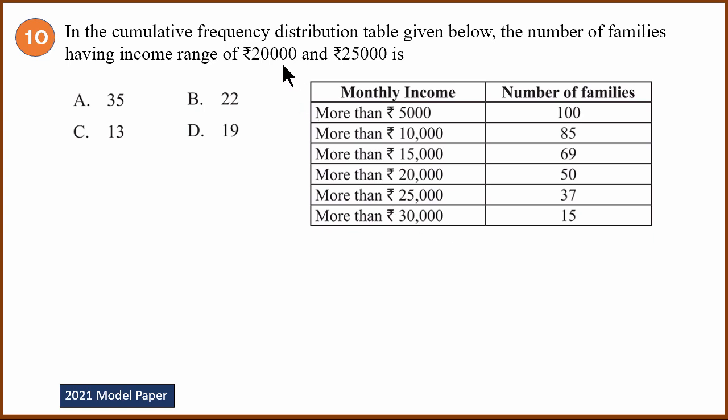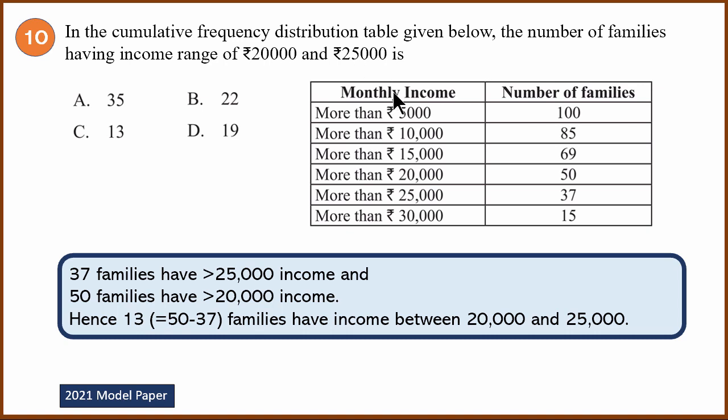So they've asked what is the number of families who have income between 20 to 25,000. Now we can see that 50 families have income more than 20,000. 37 families have income more than 25,000. So if 50 families have income more than 20 and 37 families have more than 25, it must be true that 13 families, 50 minus 37, have income between 20 to 25. 13 families have income between 20 to 25. Now you can quickly solve this by just looking at this problem and writing down.